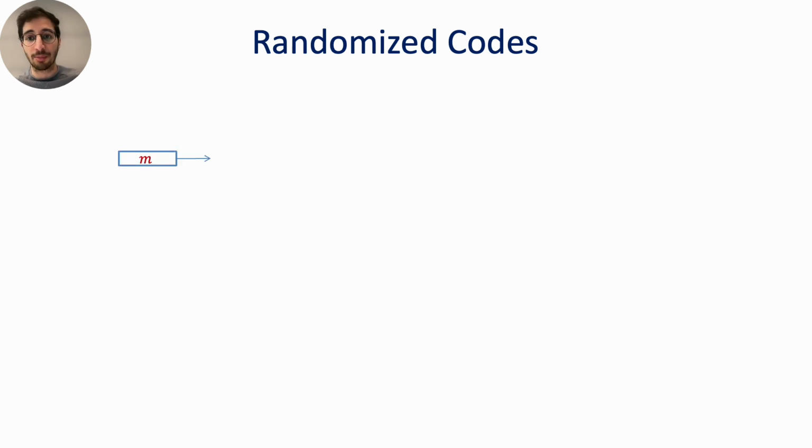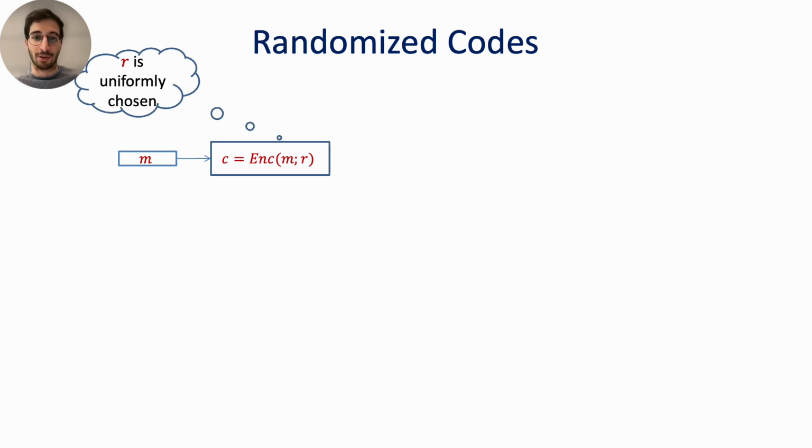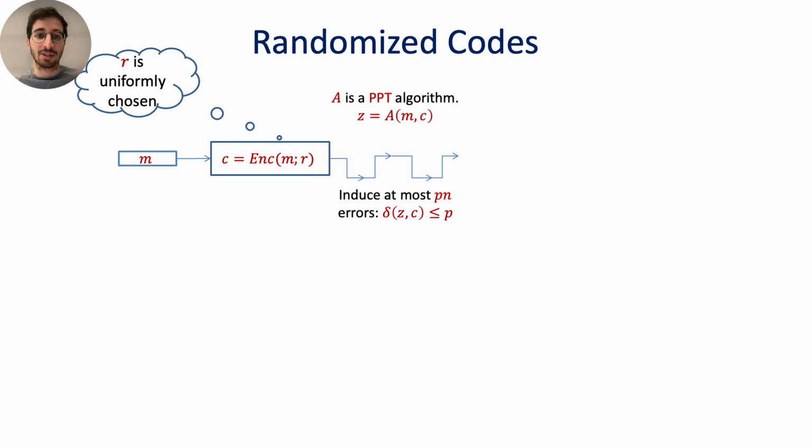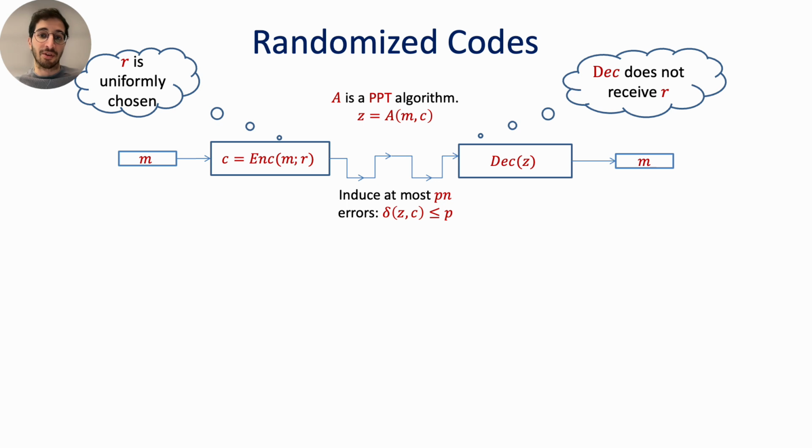Good. So let's now retell the story of coding theory, just this time for randomized codes. So again, we have the message M. We wish to send this message through the channel. We encode this message, but this time we give randomness to the encoding function, and R here is a uniformly chosen string. We send it through this noisy channel. To be specific, this noisy channel is now a PPT algorithm, and this noisy channel induces at most p errors. The other party applies its decoding algorithm on this damaged code word and hopefully recovers the original message. Crucially though, the decoder does not receive this randomness. This means that there is no setup involved in this.